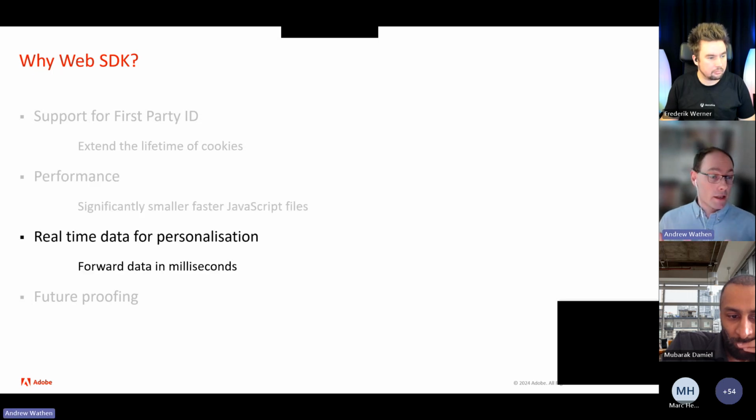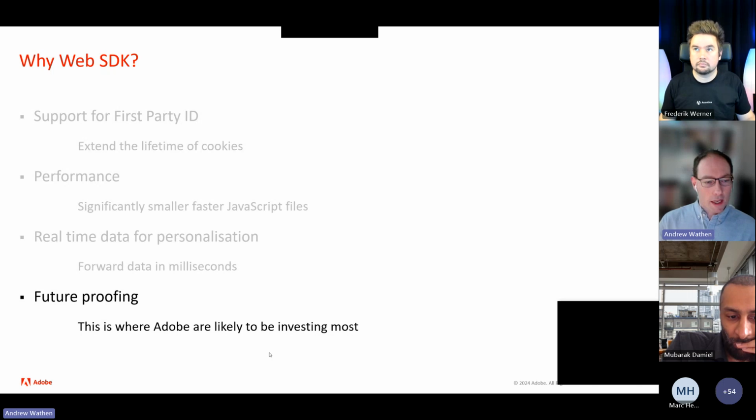The next thing is real-time data. So Web SDK uses Adobe's latest infrastructure. And one of the things that's included in that is the Edge network. And with the Edge network, we can be forwarding data onto various different systems, either Adobe or other systems in near real time. So that was really important to us.